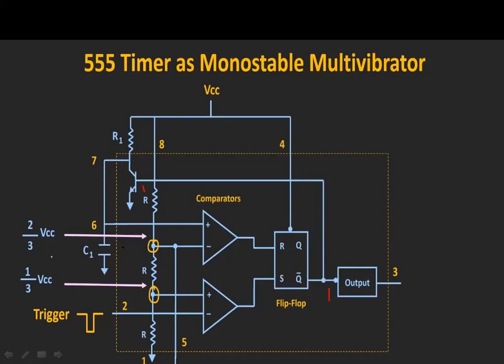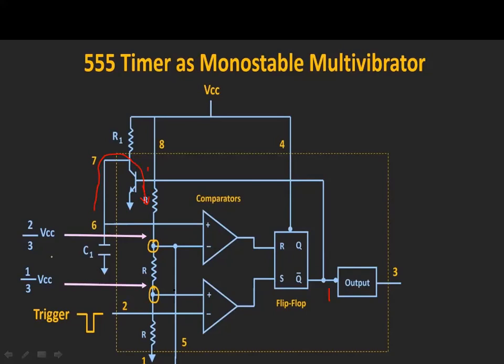Whatever charge is across the capacitor will be discharged through this part to the ground. So the discharge path is in this way. As we have assumed that the capacitor is not having any charge, if there is any charge, that will be discharged through the transistor to the ground. Okay. Then what happens next?